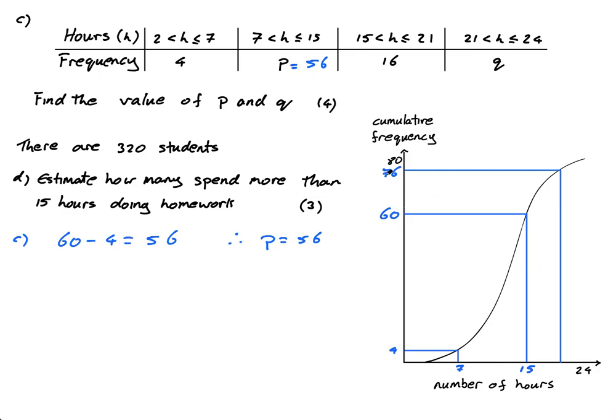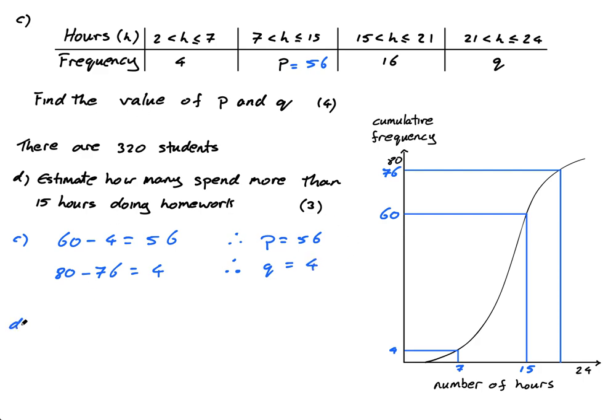So how many study between 21 and 24? Well, the answer is 4. So I'm going to put 80 minus 76 equals 4. Therefore Q equals 4. So that's part C done.